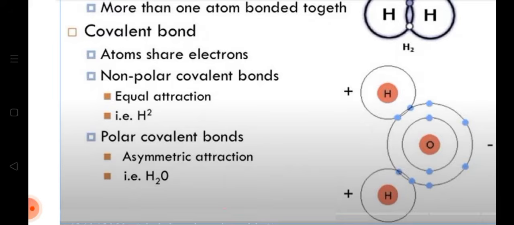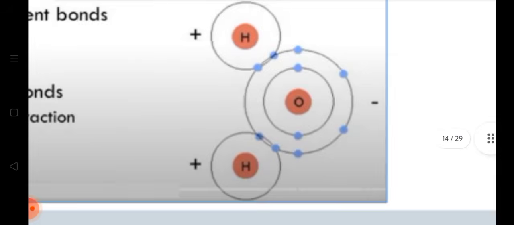Now, in the case of a polar covalent bond, there is unequal sharing of electrons. So it is the opposite of nonpolar, because nonpolar is equal sharing, while polar covalent is unequal sharing of electrons. This occurs when one atom is more electronegative than the other, so they create partial charges.